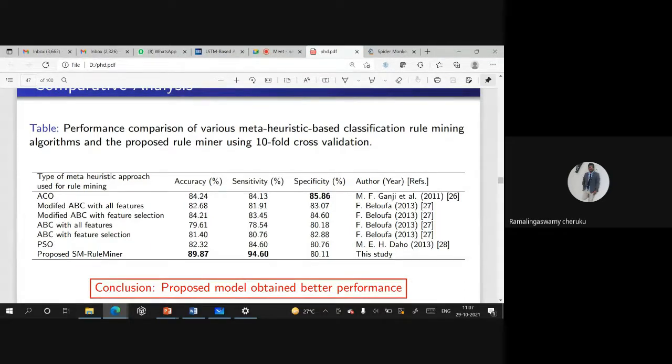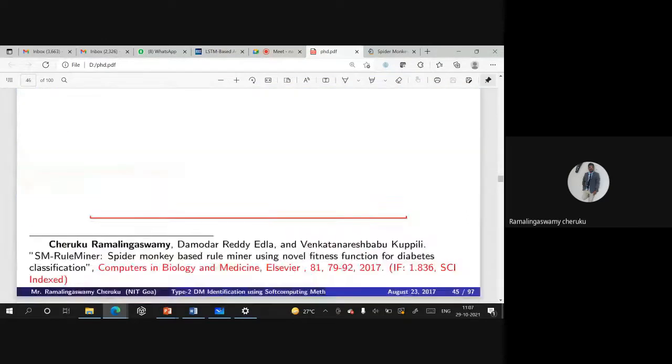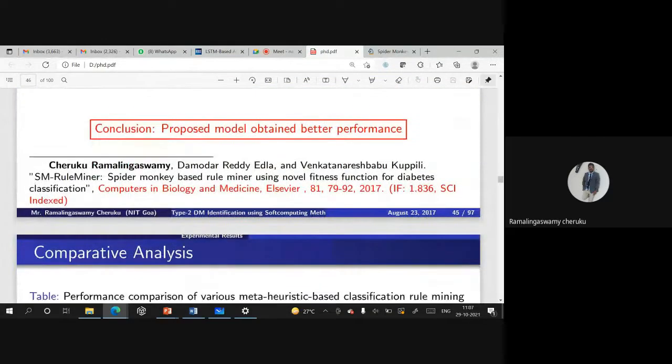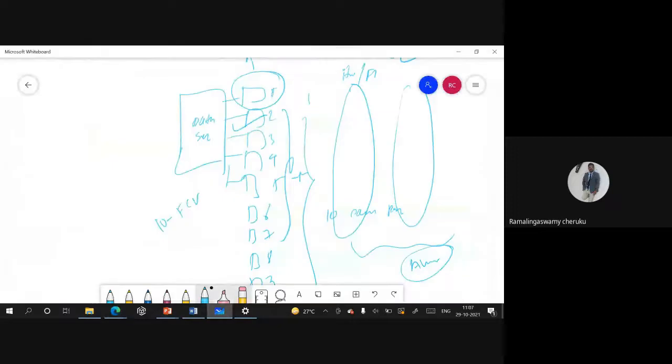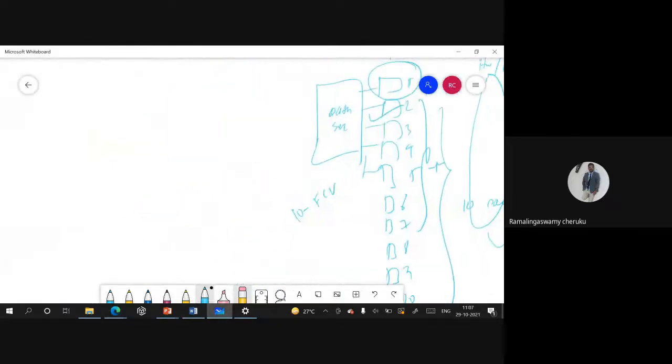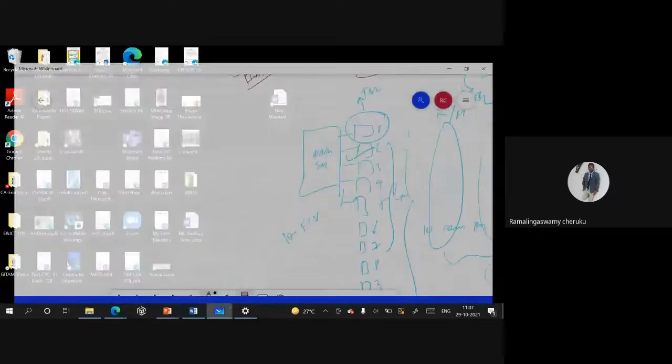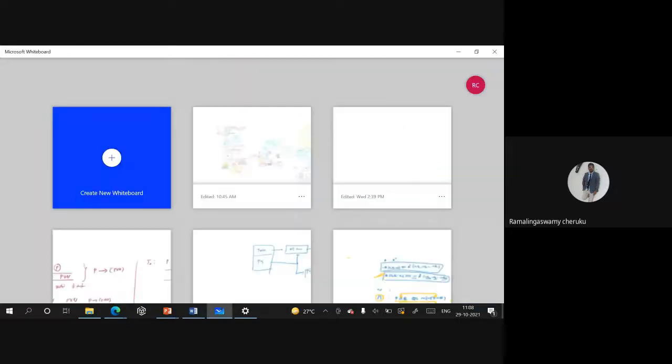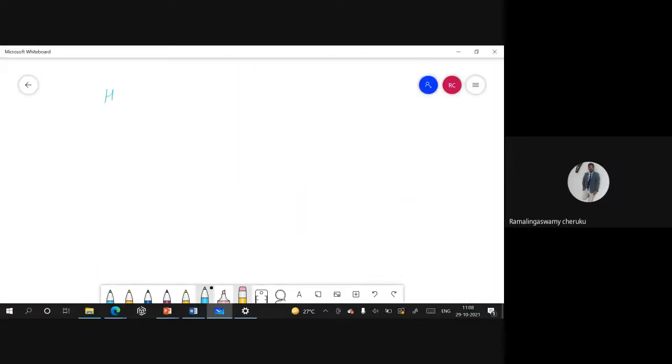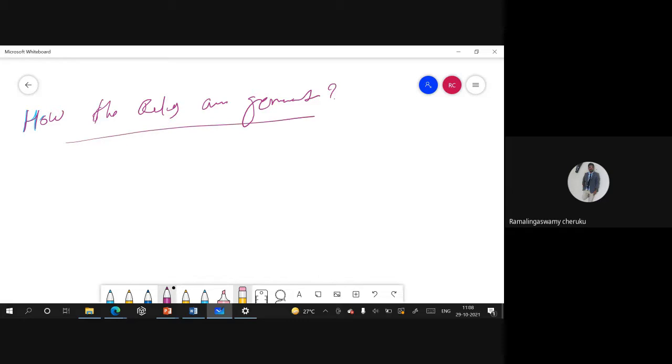But the main thing, I forgot to mention, is how we are generating the rules. I think nobody asked the question, how the rules are generated. So the tricky part is the encoding scheme.